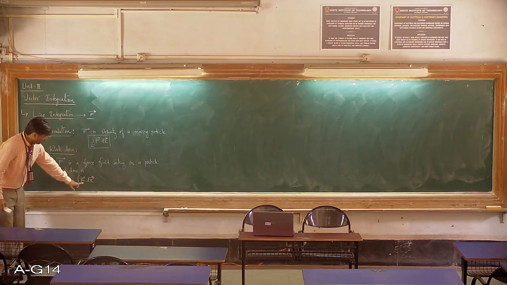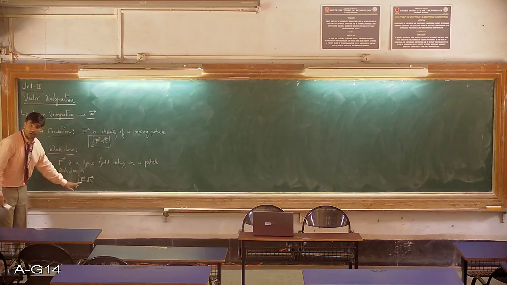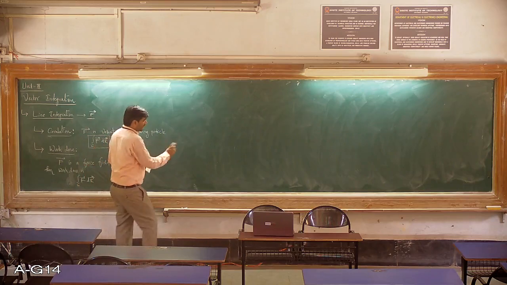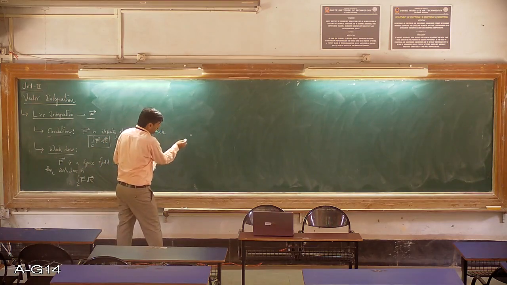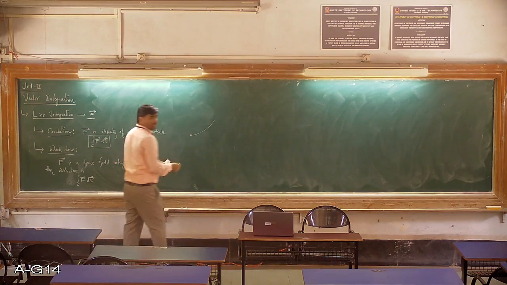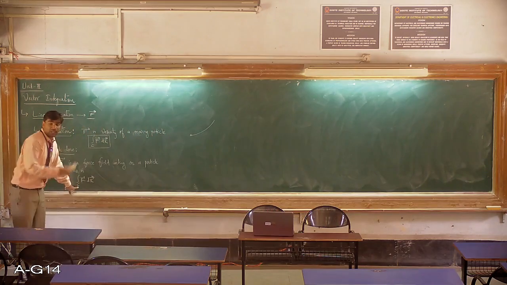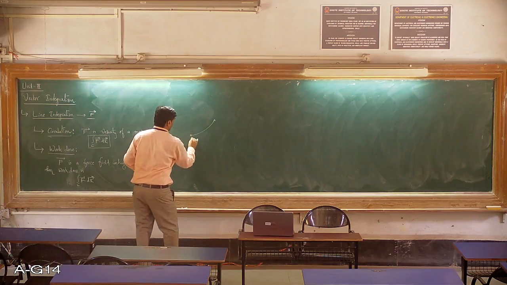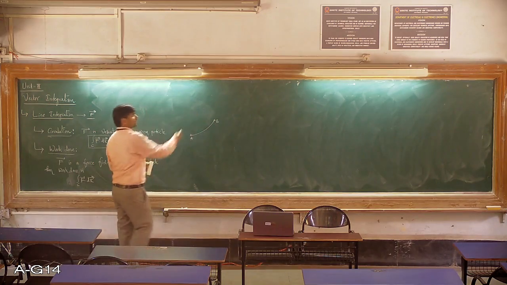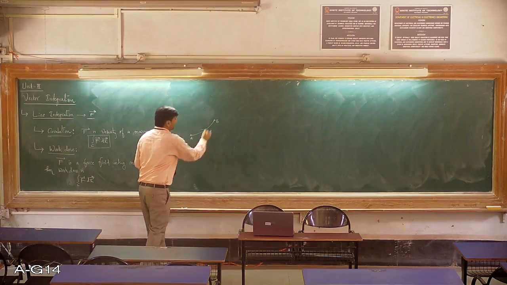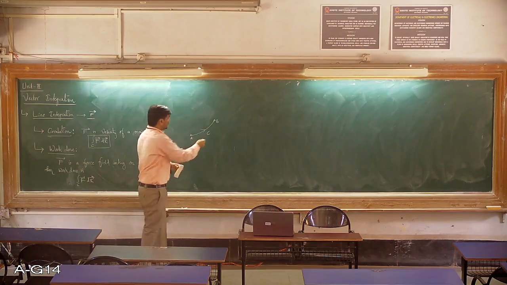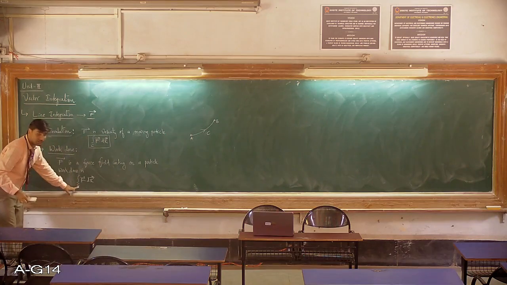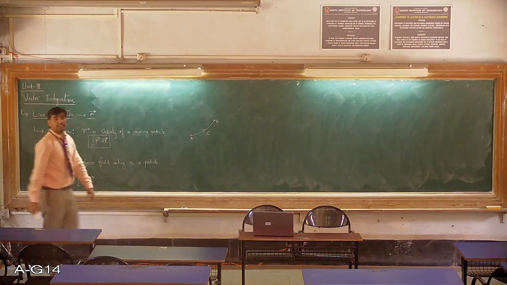So F is the force field or force acting on a body. C means in which direction it will move. For example, here there is a body, and if you apply a force, then it can move like this. So that is a curve, from one point A to another point B. If it moves along this pattern, then that is the curve C. Therefore, integration over a curve C of F dot dr represents the work done.